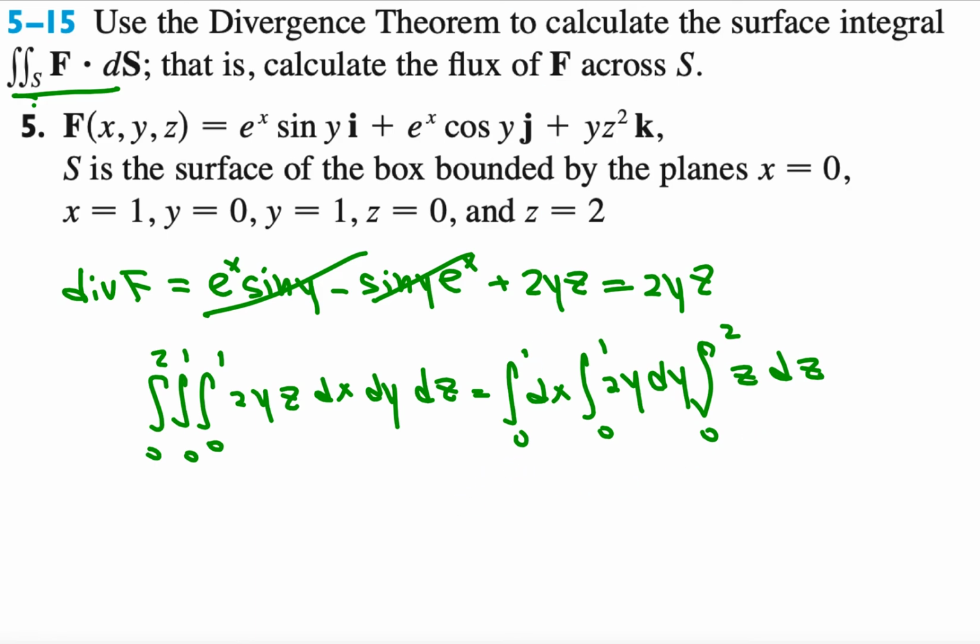Now you know that the first one will get you 1. How about the second one? This will get you 1 as well when you evaluate it. The third one, on the other hand, gives z squared over 2, so we get 2. When I multiply them out, we get 2 as the answer. That's how we can do this question. All right, good job, and I'll see you later. Bye-bye.